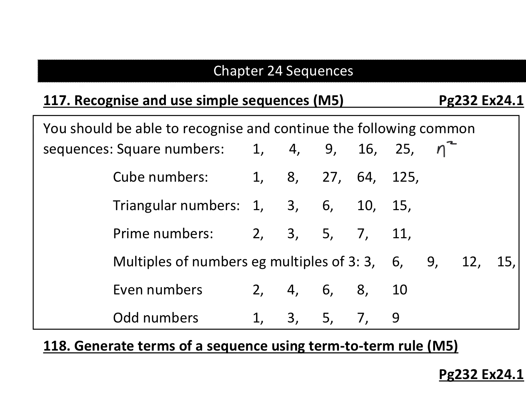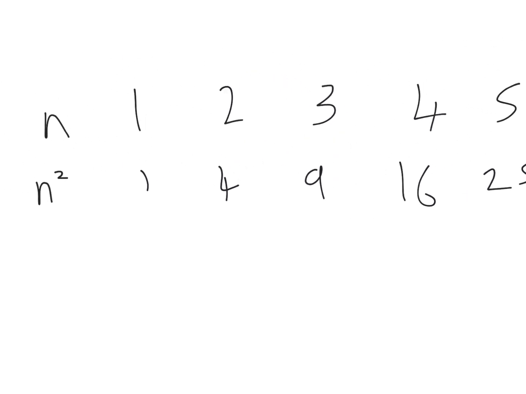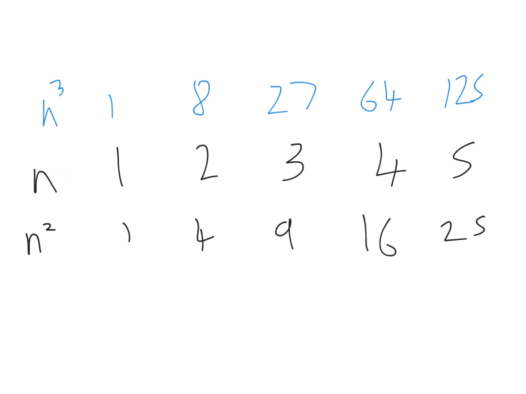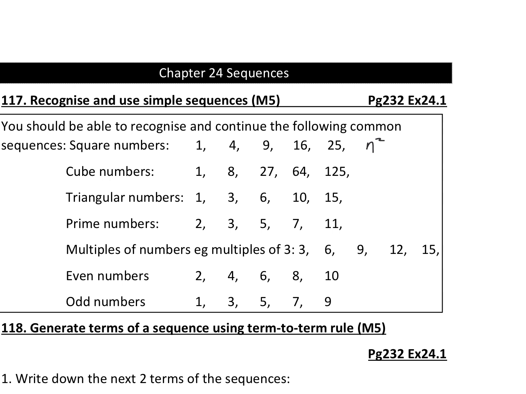Cube numbers, if I write those down, let me put them above the n. 1, 8, test myself here, 27, 64 and 125. So cube numbers, you're getting the n and you're cubing it. Cube the 2 to get 8, cube the 3 to get 27, and so on. So the cube numbers is getting n and cubing it. So it's n cubed.